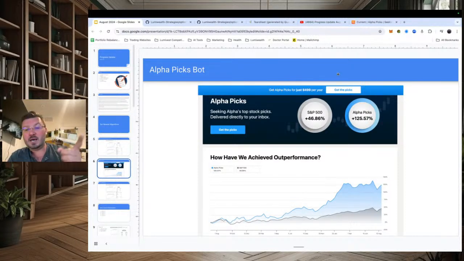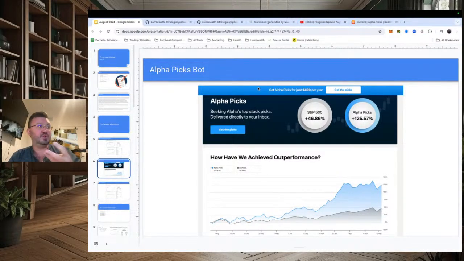The only thing about this, though, is that you will have to subscribe to Alpha Picks. It's $500 per year, not per month, per year. So if you want to use them, subscribe to Alpha Picks, let me know, send us proof that you've actually done this, and we can get this algorithm set up for you. I'm running it personally.